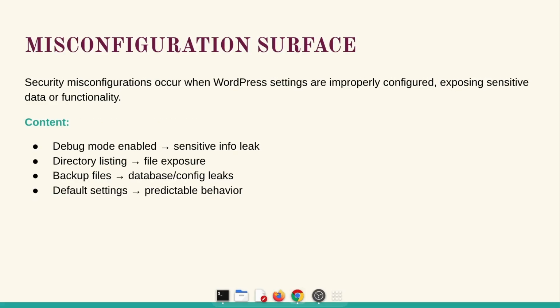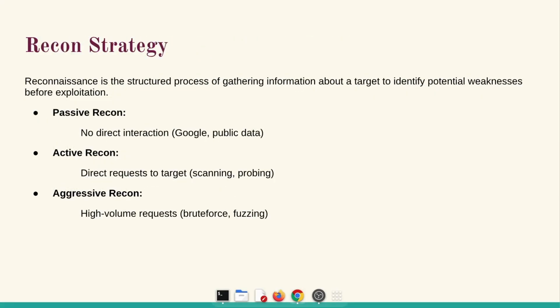Misconfiguration surface. Misconfiguration surface is improper or insecure settings in the application or server that expose sensitive data or functionality to an attacker, like debug mode enabled, directory listing, backup files, and default settings. We have to check all these settings once and see whether they are configured properly or not. Then recon strategies.